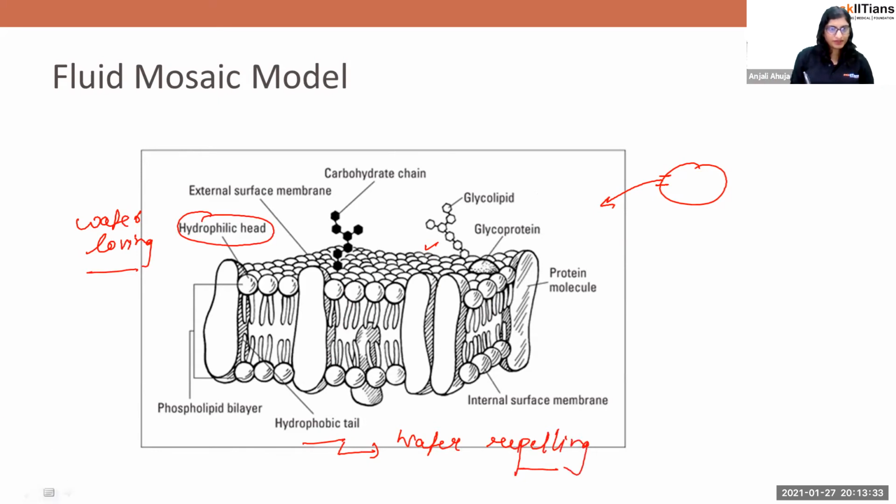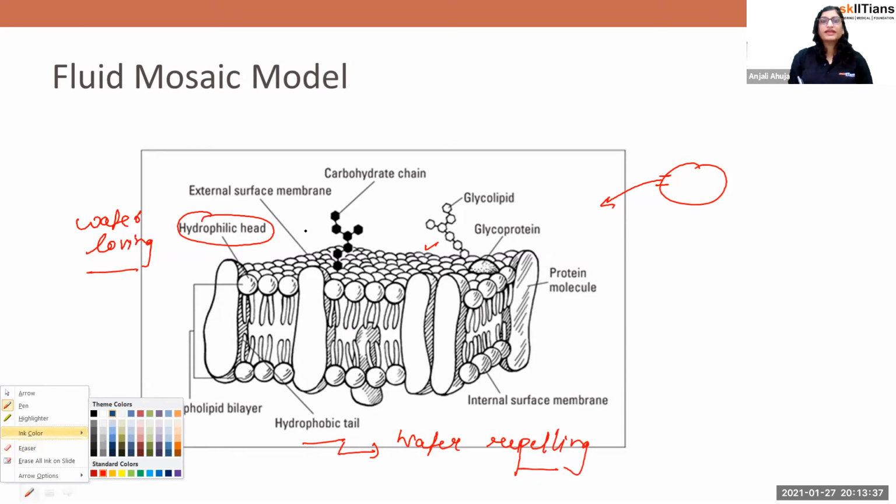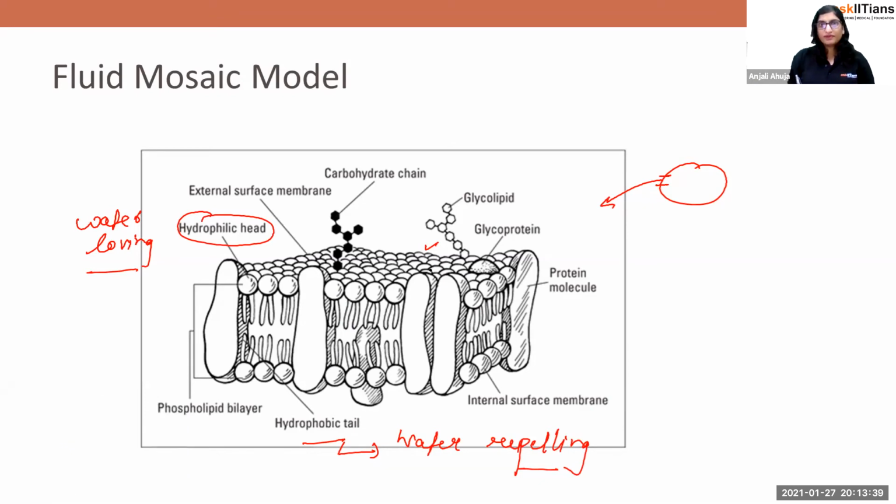Now let me change the pen color. Now let me tell you one thing, guys. There are phospholipid bilayers, one time and two times. We used to say that molecules are moving through the membrane. Actually, these molecules move through a channel, and that channel is made up of protein. You see, this is a protein. This protein acts as a channel through which molecules move in and out.